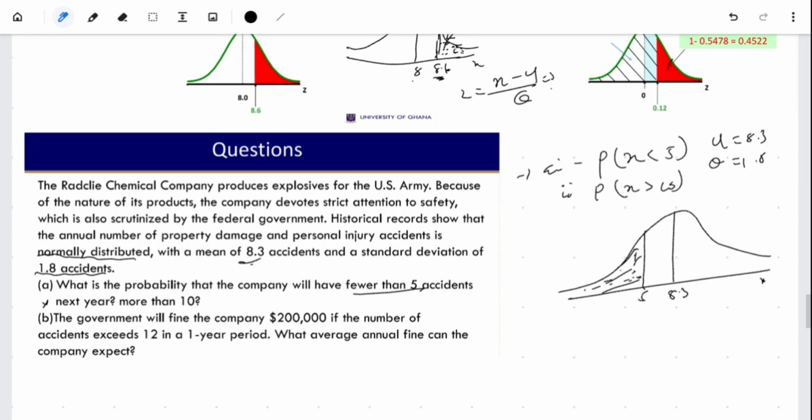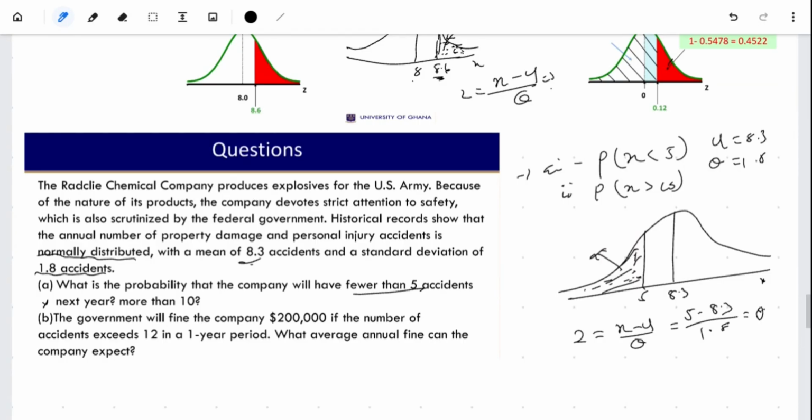So we name here our x. And we know that after we draw our curve, what you have to do is to find the z value. So you know z is equal to our x minus our mean, all over our standard deviation. So you just input the values. Our x is 5 minus our mean, which is 8.3, over our standard deviation, which is 1.8. So you punch this on the calculator, and you get your answer. That answer is the z value. Go to your distribution table and find the probability, and that will be the answer for here.